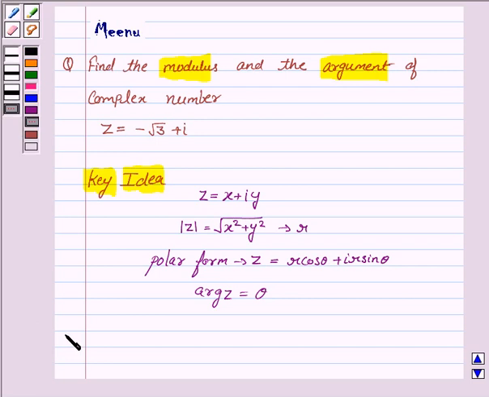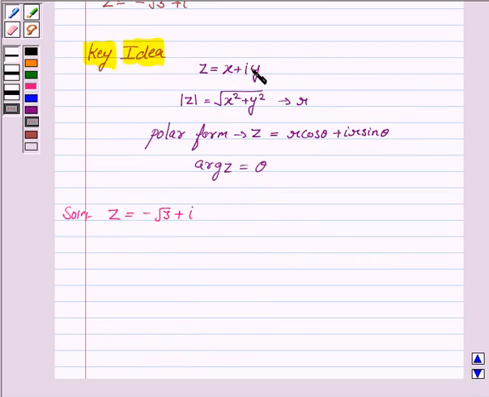Let's now solve the problem. z is equal to minus root 3 plus iota. Let's now identify what is x and what is y. Now x is minus root 3 and y is 1, right? So the modulus of z is equal to under root of minus root 3 square plus 1 square, and it is equal to root 4, which is equal to 2. So this is the modulus of z.